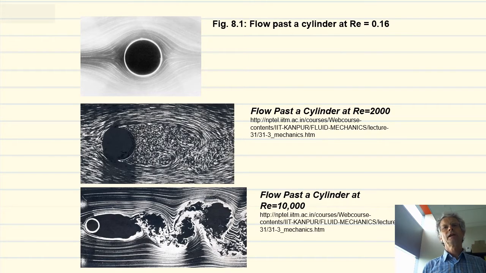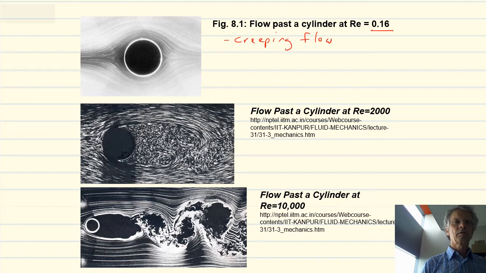Here's some flow visualization images showing essentially the same thing. Here we have a Reynolds number of 0.16. So this corresponds to the creeping flow. They're visualizing the flow using streaks and particles, and we can see that there's no separation of the flow. At a Reynolds number of 2000, we're seeing these vortices be shed. So we could say now we have vortex shedding.